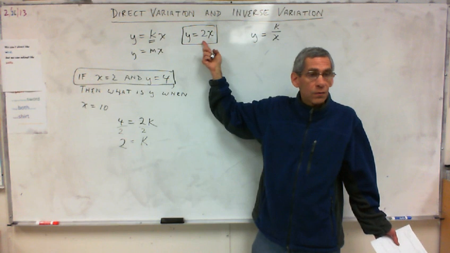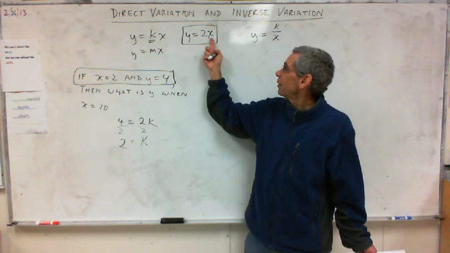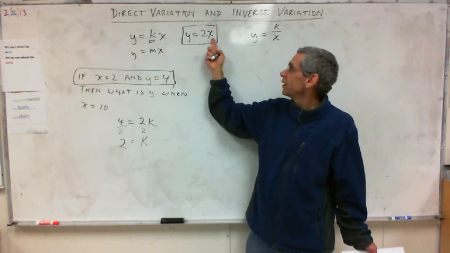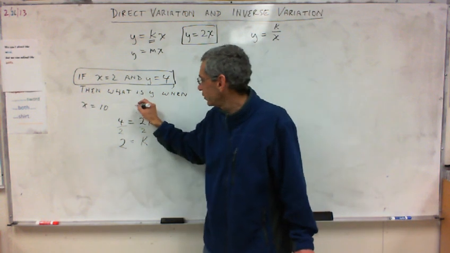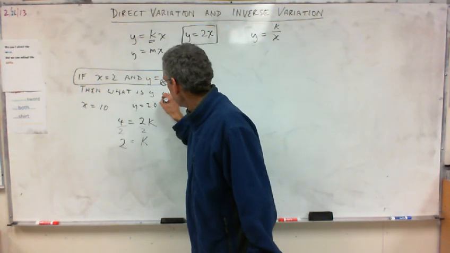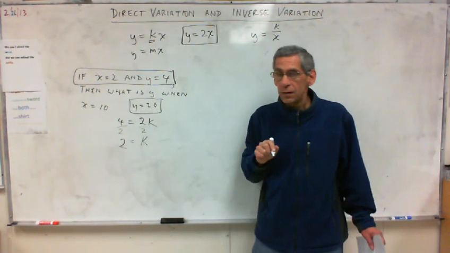So now we're going to say, then what is y when x is 10? X is 10. I put 10 in place of x. 2 times 10 is 20. Y is 20. So that's your answer. Y is equal to 20. And you just did it, right?